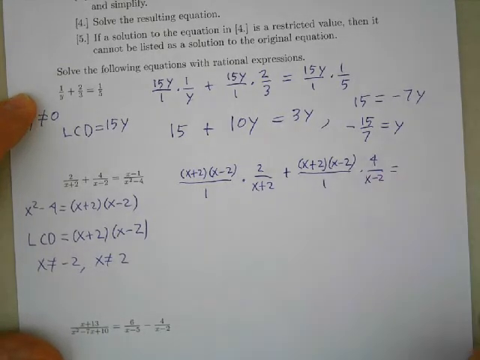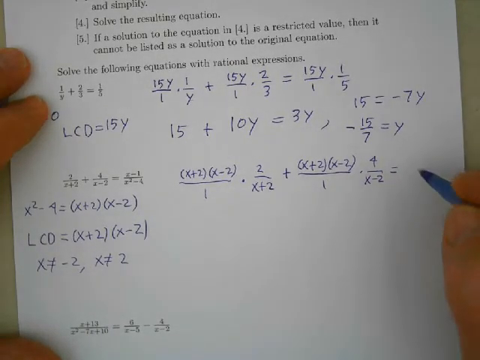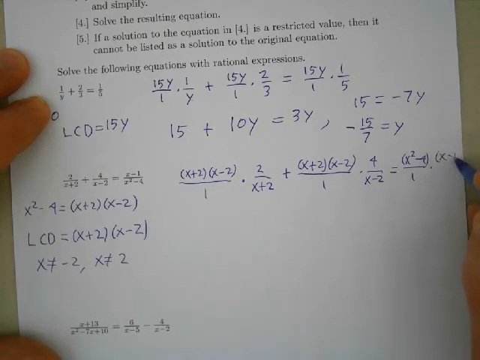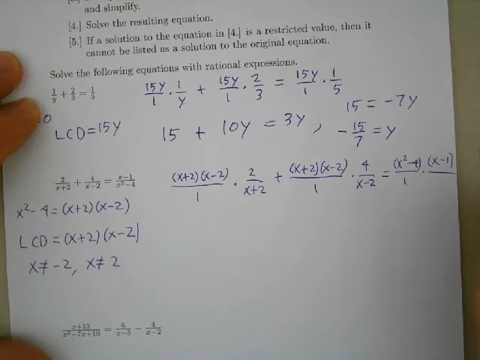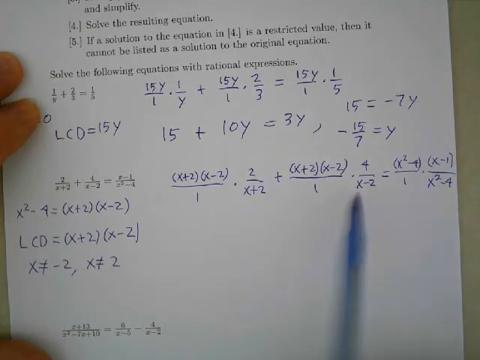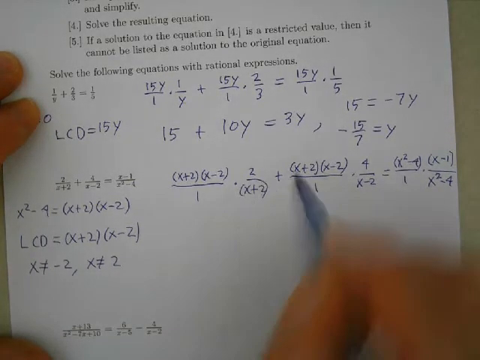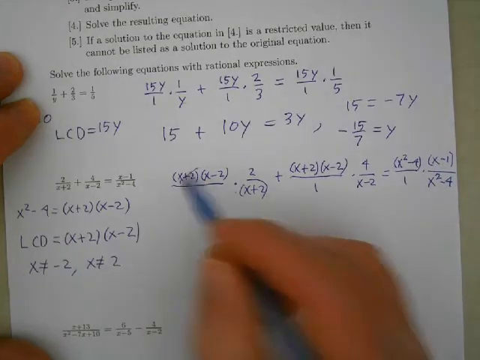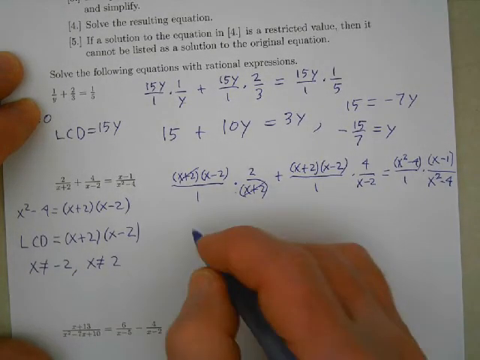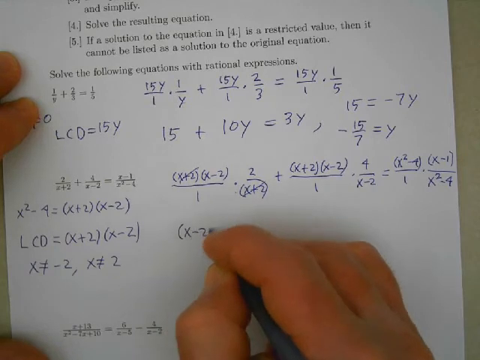And then the right-hand side, I'm going to write the least common denominator in expanded form, x squared minus 4 over 1, and then multiply that by x minus 1 over x squared minus 4. Okay, so in each of the products, we're going to get a cancellation. In this first product, the x plus 2 factors cancel, and we're just left with x minus 2 times 2.